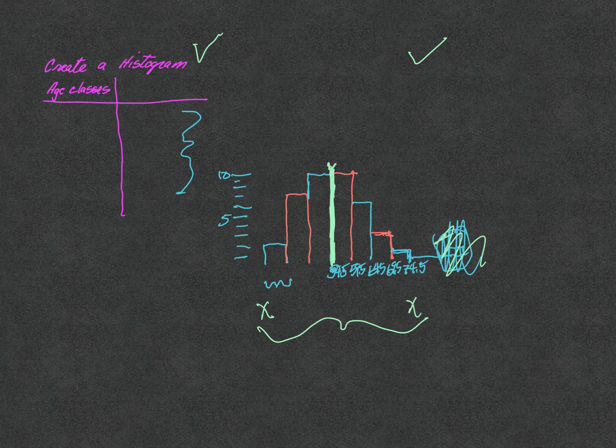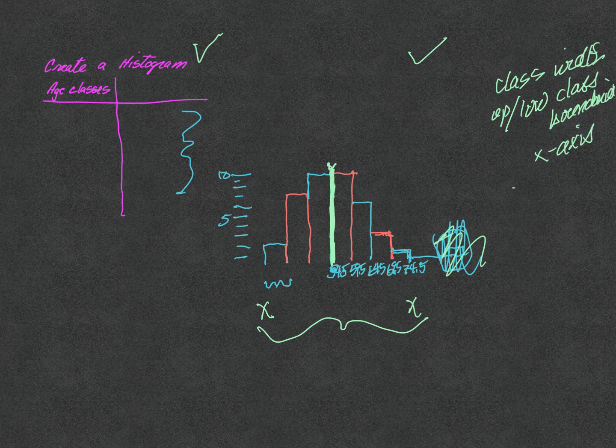Okay, just to review, to create a histogram, you need the class width, you need the upper and lower class boundaries, not the limits, but the boundaries, okay? And then you put these on the x-axis, and then you need to know the frequencies in the categories, and those you put on the y-axis, and then you draw your bars based on that. Oh, I would also say label axes, okay?